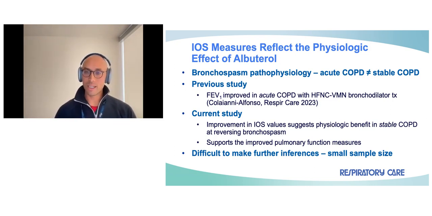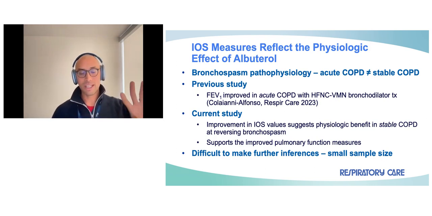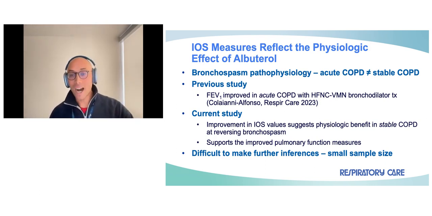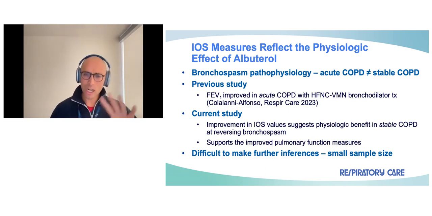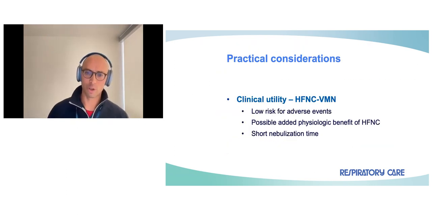And the reversal of bronchospasm, which the IOS suggests is present, supports why we may be seeing these improved PFT measures. So they really round out the why behind the improved FEV1 by using the IOS, by saying that reversing this bronchospasm, this resistance, is probably what's driving the FEV1 improvement. It can be difficult, though, because due to the small sample size, it may be difficult to make further inferences.